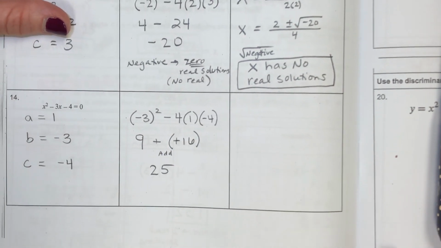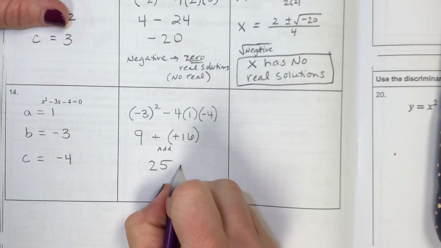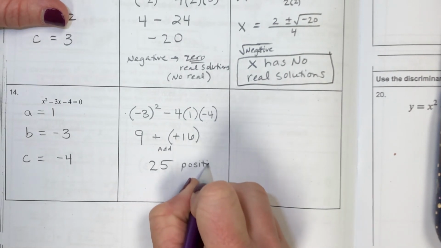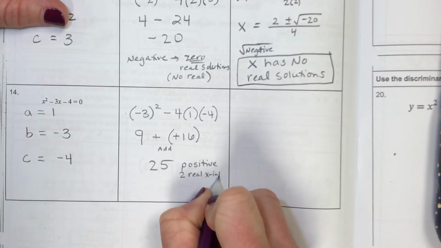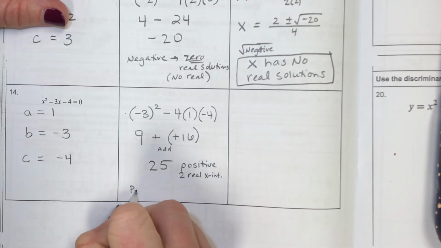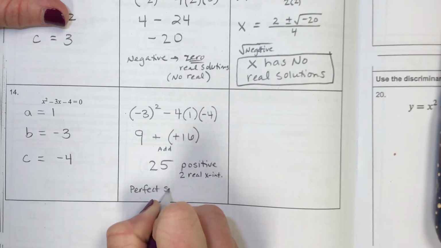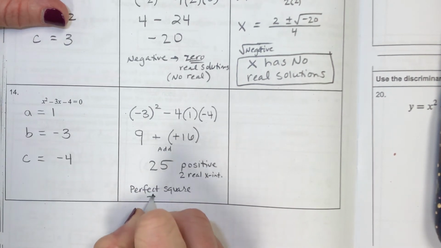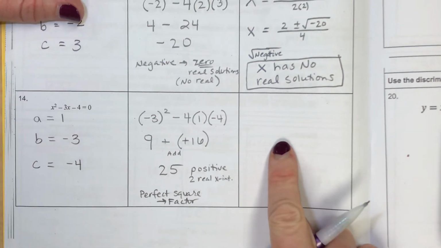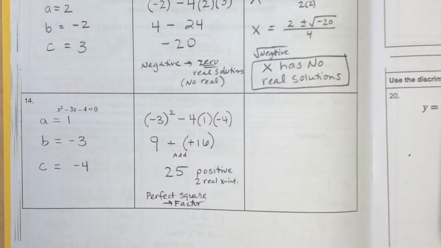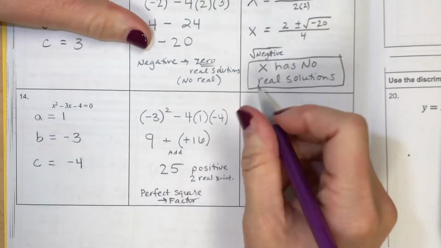And I also want to say that because this is a positive, we are going to get 2 real x-intercepts. And because this is a perfect square, we really could have factored. So I am going to show you the quadratic formula, but then I'm going to factor this and show you that it would have been so much quicker. Okay, so here we go.